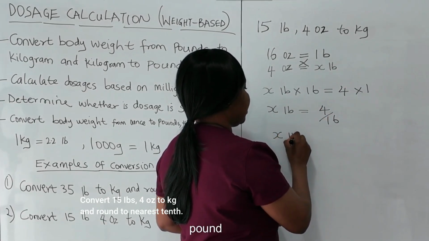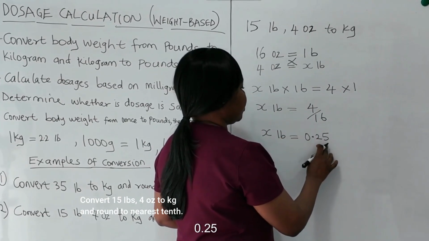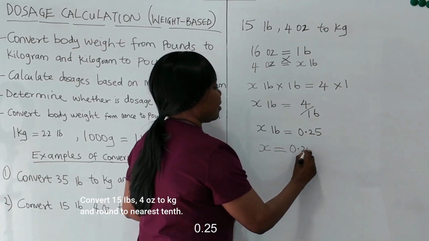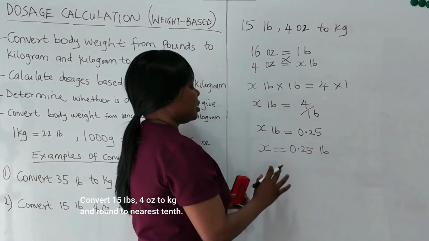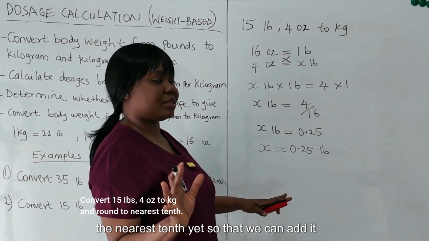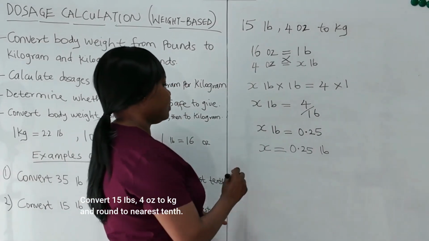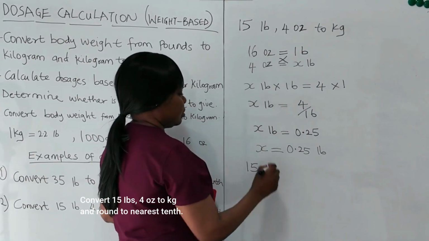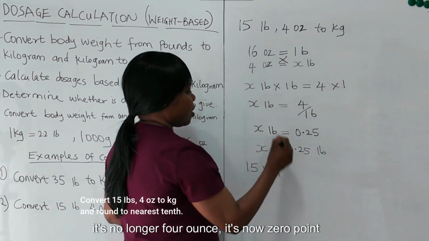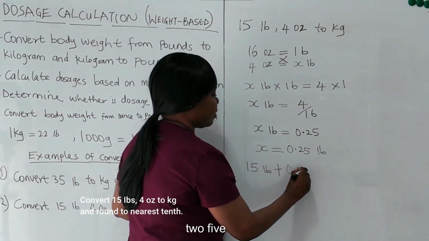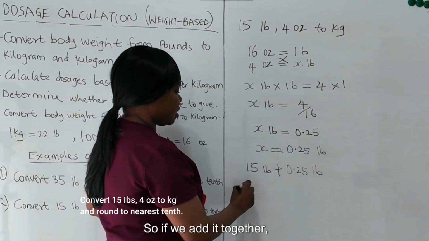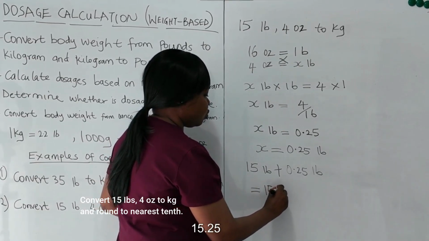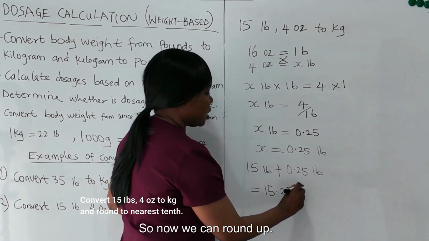S pound will give us 0.25. So S equals 0.25 pounds. At this stage, I won't be rounding to the nearest tenth yet, so that we can add it first to 15 pounds. So to add it to 15 pounds, plus, it's no longer 4 ounces, it's now 0.25 pounds. If we add it together, that will give us 15.25 pounds.